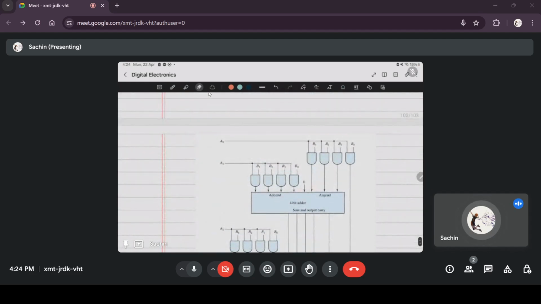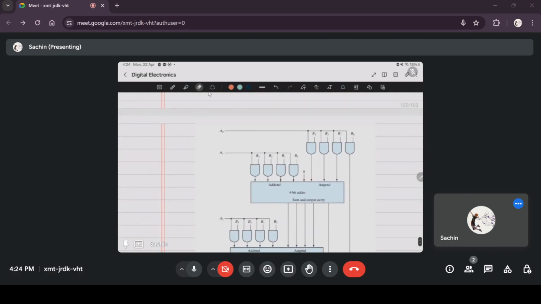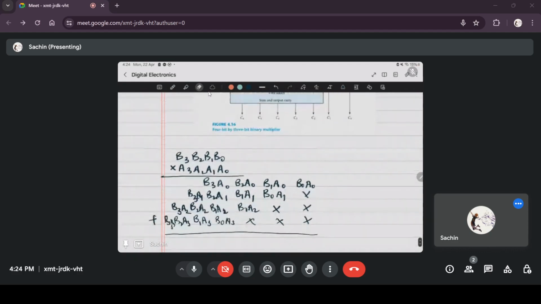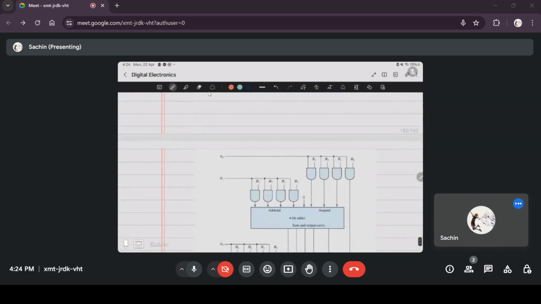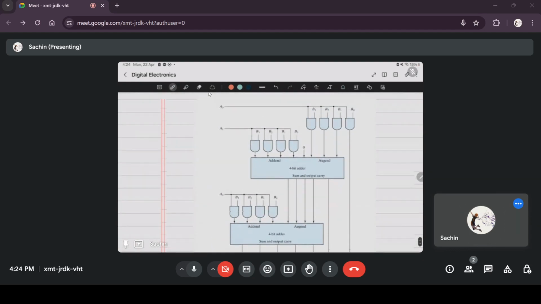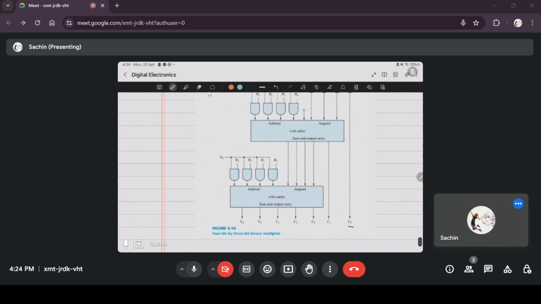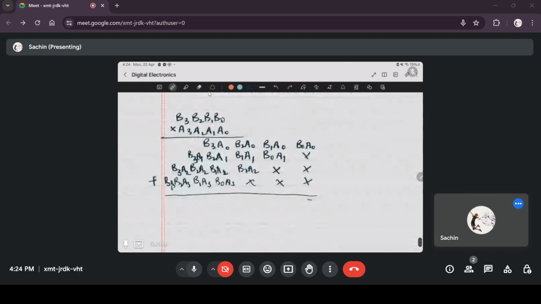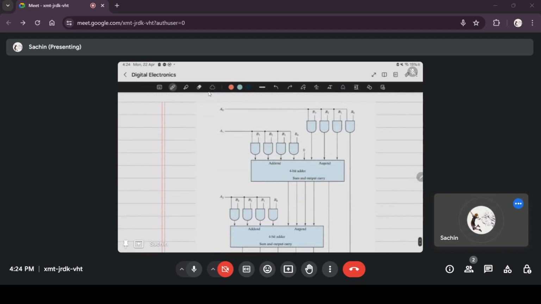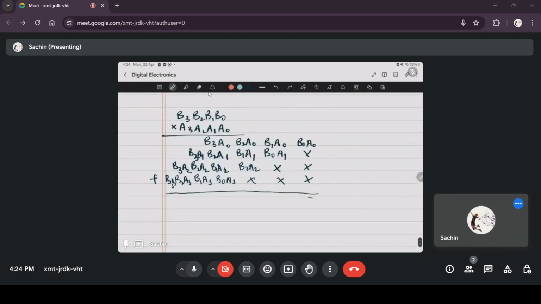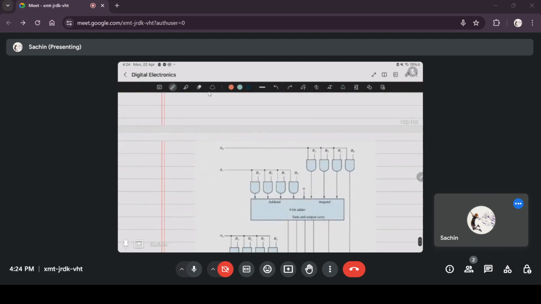The way they do it is, the first digit is simply B0 A0. You have B0 A0 here. That's the first digit. Second digit is B1 A0 plus B0 A1. Yeah, you have B0 A0, B1 A0. Second set will give you B1 A1.